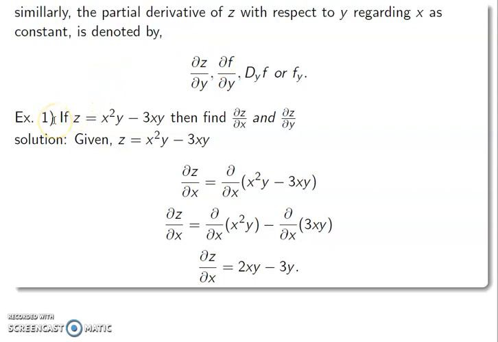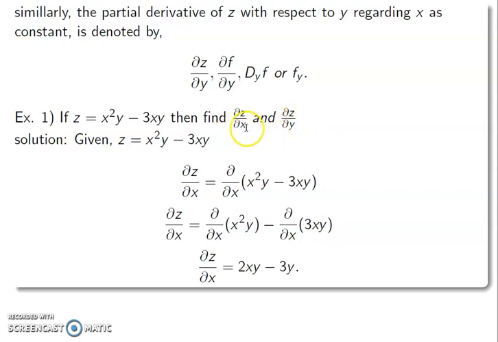First example: if z equal to x square y minus 3xy, then we have to find two values, dou z by dou x and dou z by dou y. What does dou z by dou x mean? We have to find the partial derivative of z with respect to x, and we have to keep terms of y constant. Whatever the terms of y are, we keep them as a constant. And what is dou z by dou y? We have to differentiate z partially with respect to y, keeping terms of x constant. So in the first one, y is a constant. In the second, x is a constant.